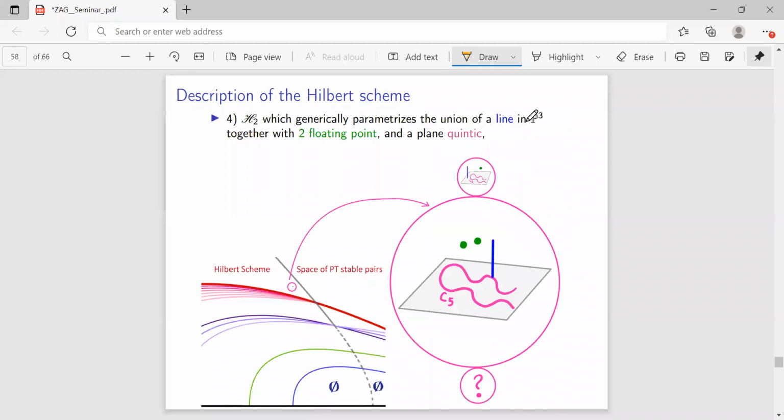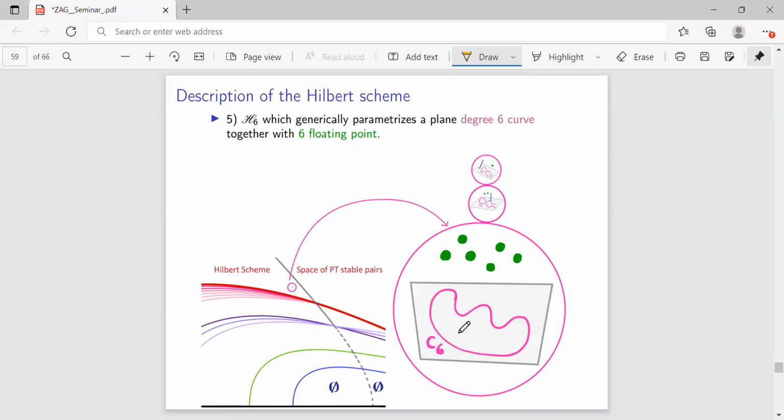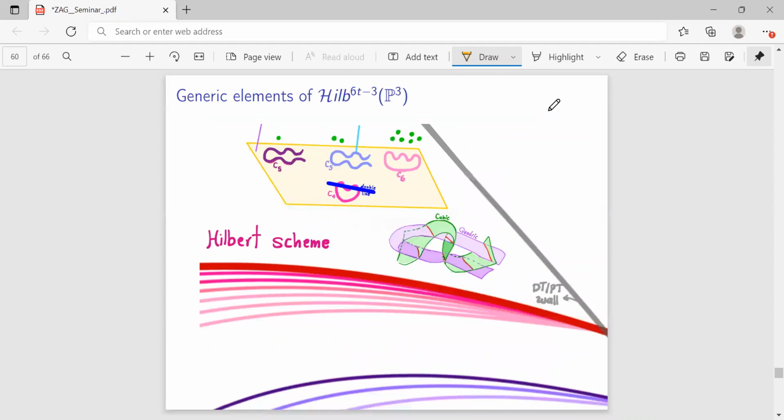And then the next again is similar, except that the line and the quintic intersect, and you have two floating points. And the last one is this degree 6 curve here and 6 floating points. Okay, and this completes this theorem and this description of the Hilbert scheme. So here we have the overall picture, all these components that I described.